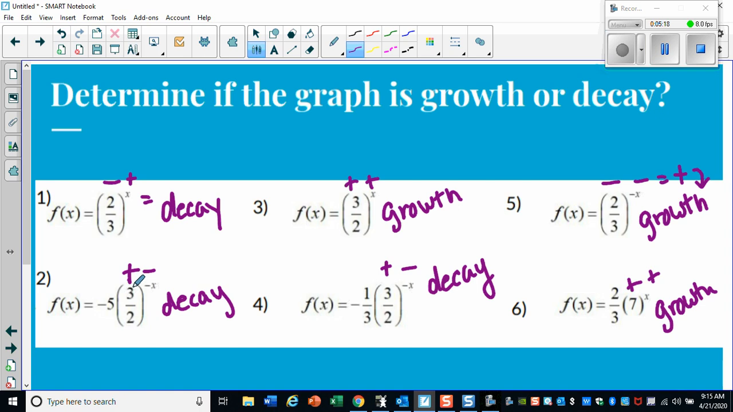Here we have a growth and a decay, so this is going to be a minus, or a decay. Here we have a growth and a decay, so together they're going to be a decay. And here we have a growth and a growth, so two growths together equal a growth.